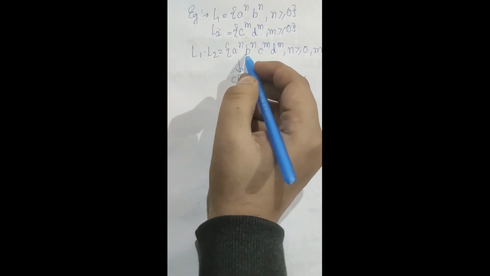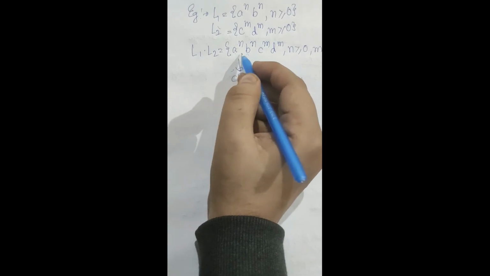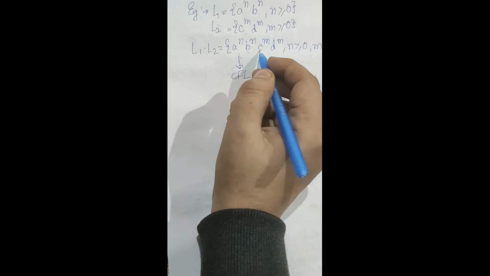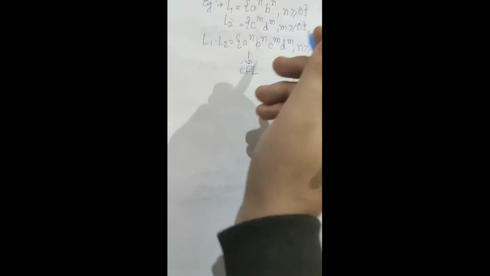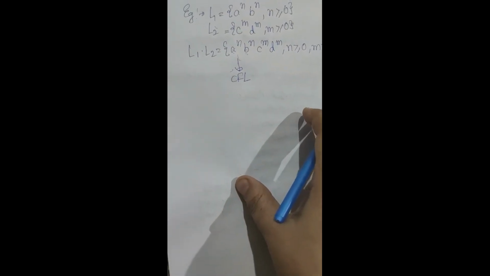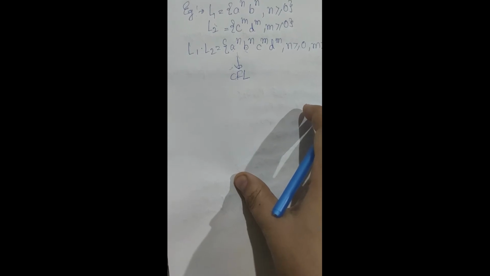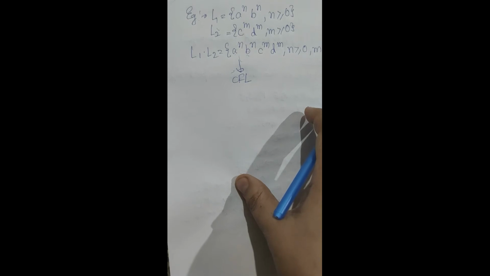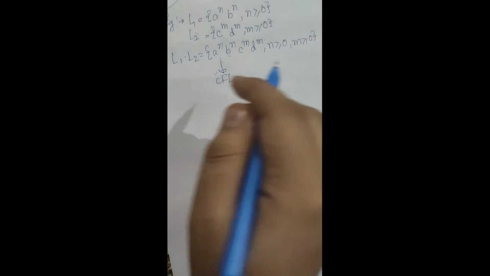As you can see, for n number of a's that we push, we can pop n number of b's, and for m number of c's that we push, we can pop m number of d's. So it is accepted by pushdown automata, hence a context free language. So we can say that context free languages are closed under concatenation.